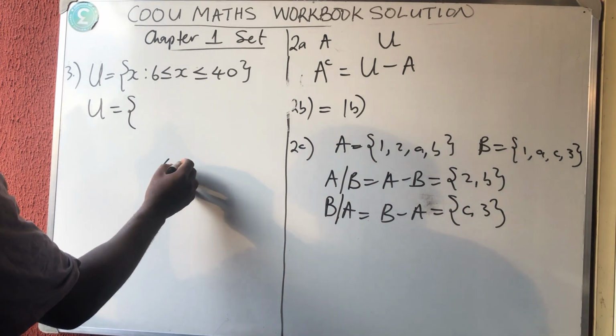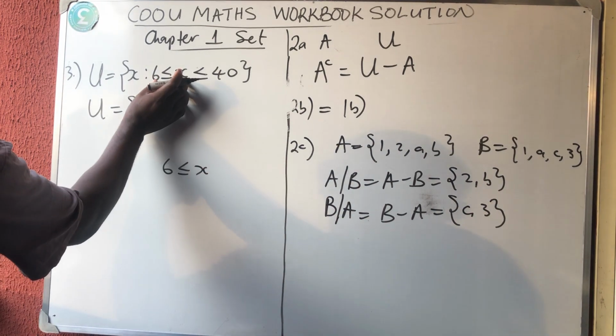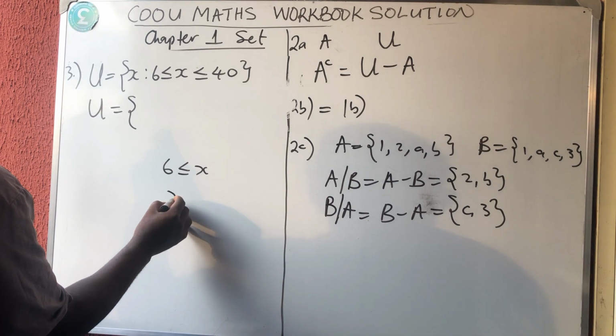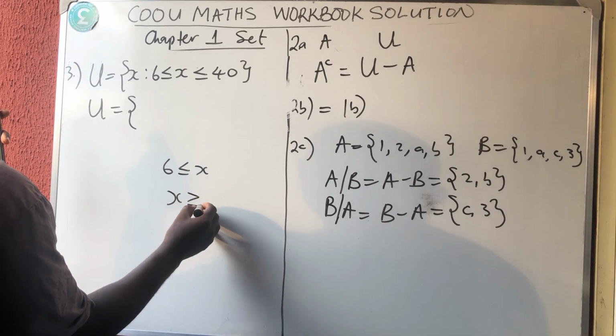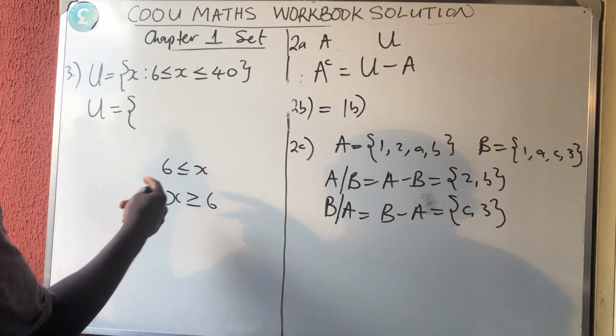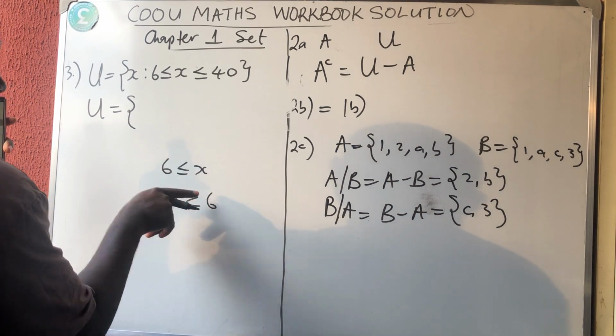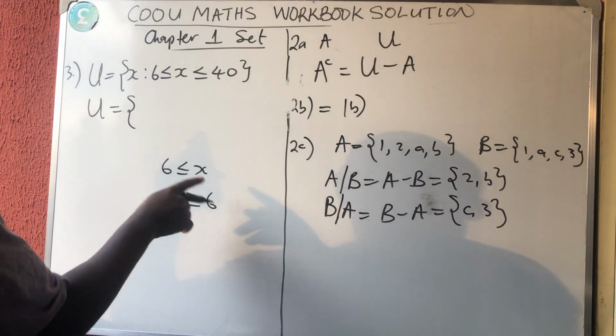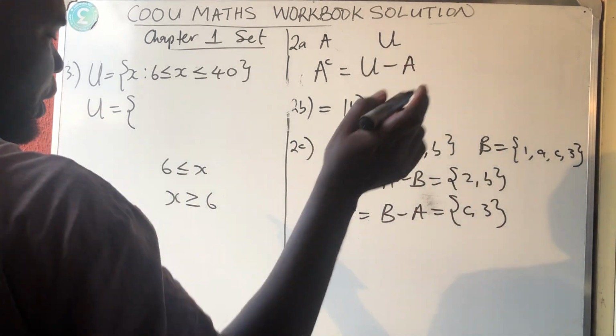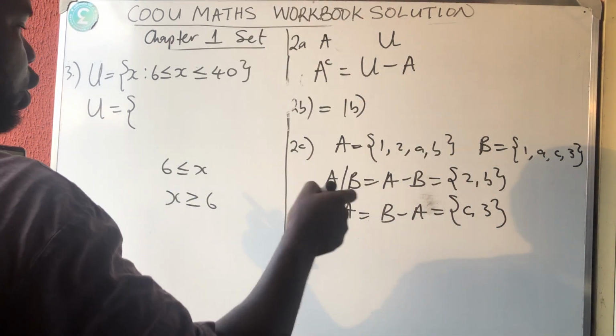Now, if you say that 6 is less than or equal to X, I'm talking about this side. It means that X is greater than or equal to what? 6. Remember that the arrow is pointing at 6. So if I write X first, the arrow should be pointing at the same 6. So X is greater than or equal to 6, which means from 6 upward, anything that is greater than 6 or equal to that 6.